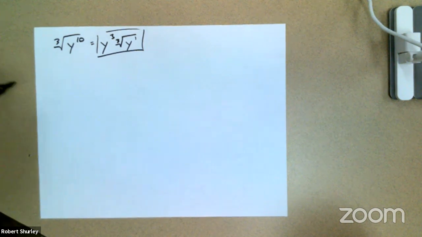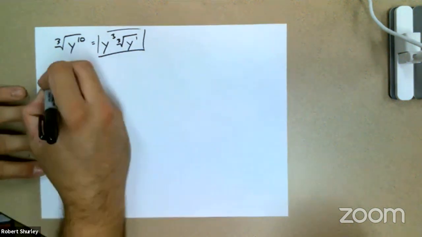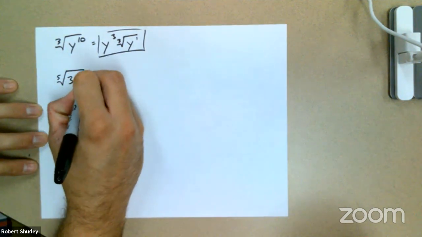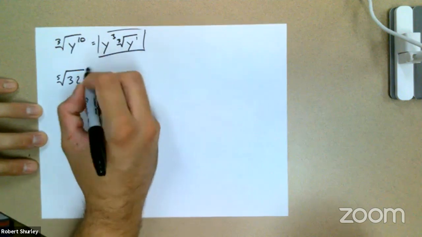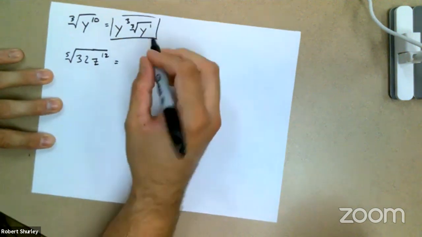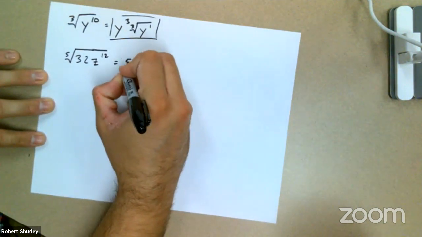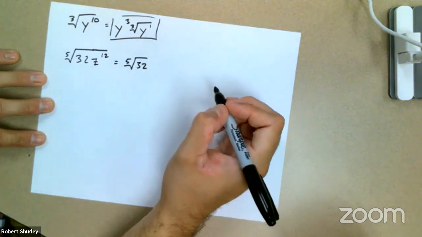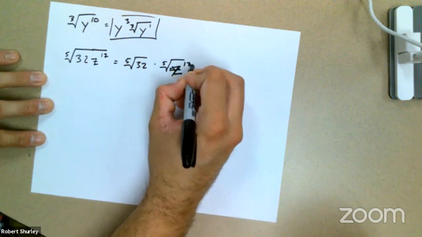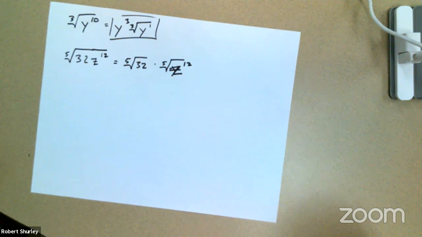Okay, and now I'm going to do a few that combine numbers and variables. So if we looked at number 44, the 5th root of 32 z to the 12th power. Mentally, I'm going to think of these as 2 separate radicals: the 5th root of 32 times the 5th root of z to the 12th. And then I'm going to work them separately.